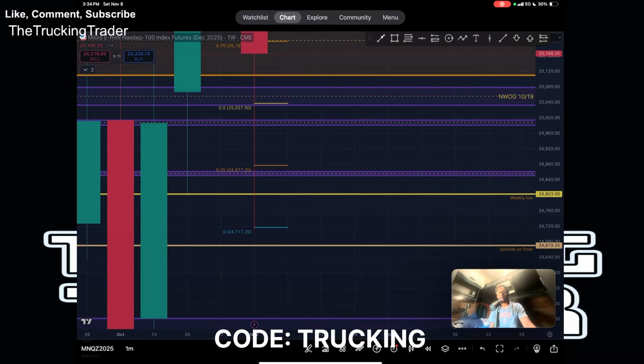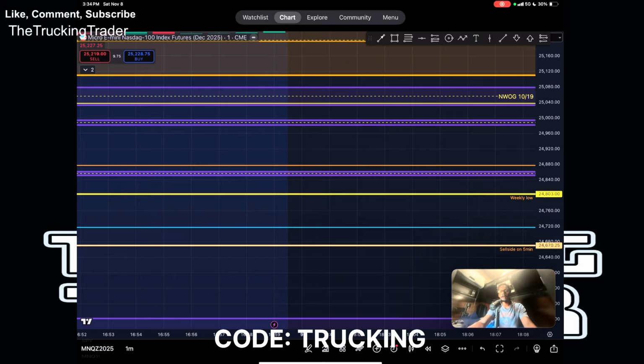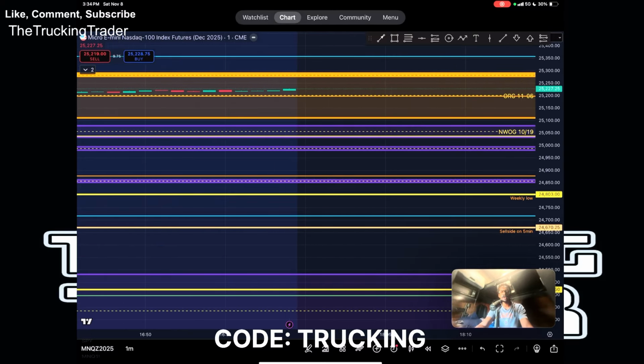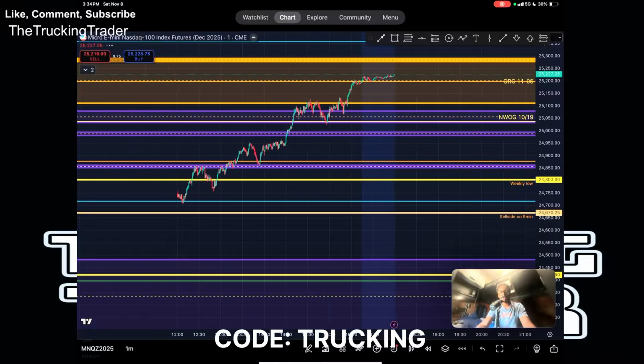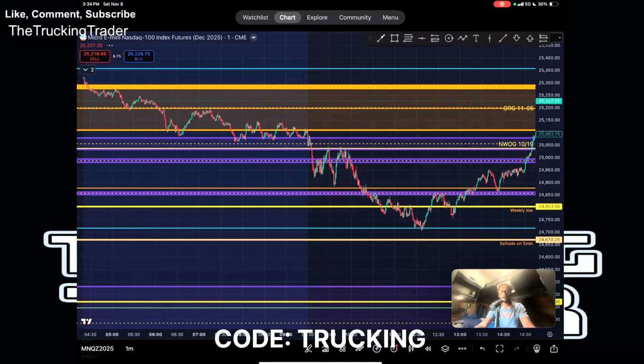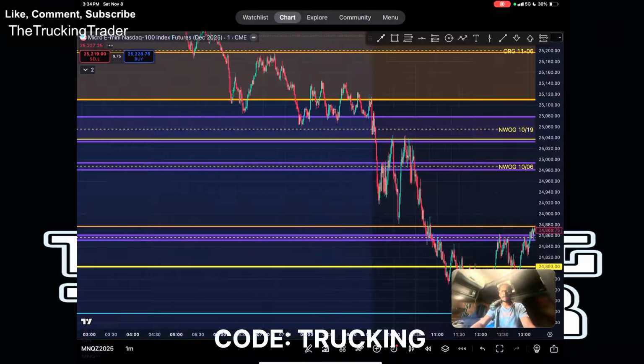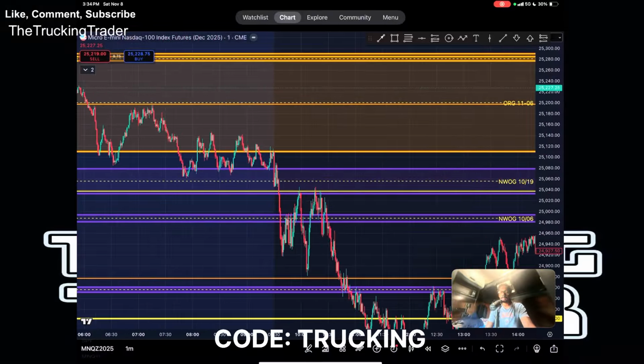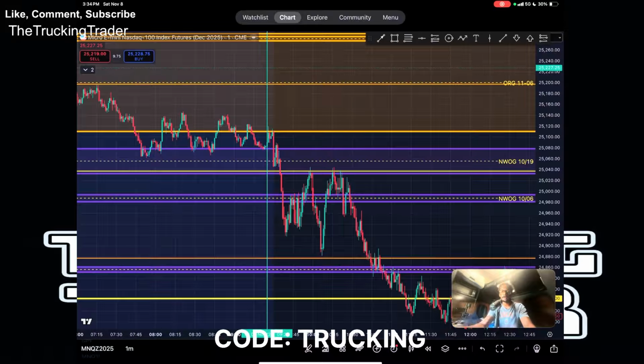So we knew our bias, and we knew our target, but how do we trade it? How do we trade this market? That's what I'm going to show you guys today, so just bear with me. Like I said, I'm going to put this vertical line back on the 9:25 candle. I had to take that off real fast so you guys can see what I was looking at.